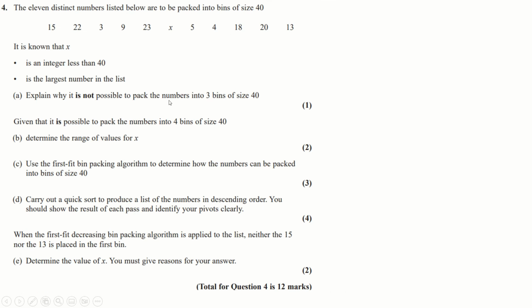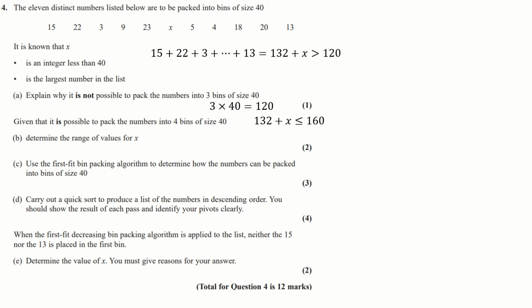Question 4, it's not possible to put them in 3 bins because if you add up all of these numbers, you get 132 plus x, which is bigger than 3 times 40. So even if x was 0, those would not fit into 3 bins of size 40. X can't be 0 because it's the largest number on the list. So x is definitely bigger than 23. And the fact that it is possible to pack in size 40 means that the sum total must be less than or equal to 160, which means x is less than or equal to 28. It's bigger than 23 because it's the biggest number of the list, so that's our range of values for x. Good. The first bin packing algorithm.